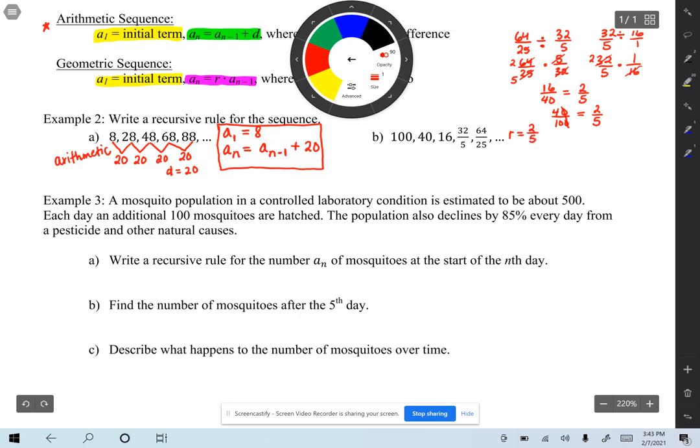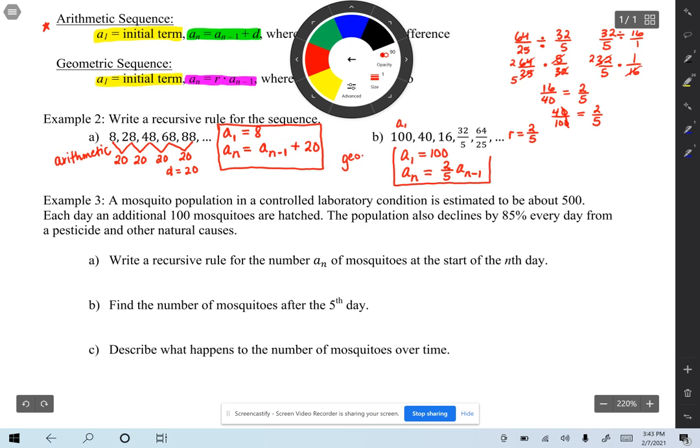So we know it's geometric. This is the first term. So let's write our two parts. The first term is equal to 100. The next term is always equal to whatever the common ratio is, and in this case, it's 2 fifths times the previous number. And the previous number is represented by a sub n minus 1. So there is your answer.